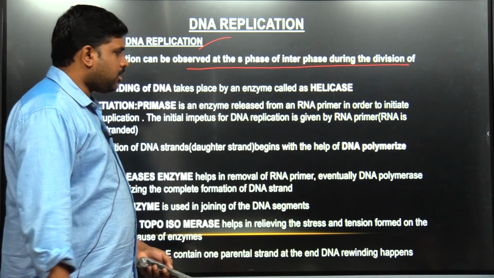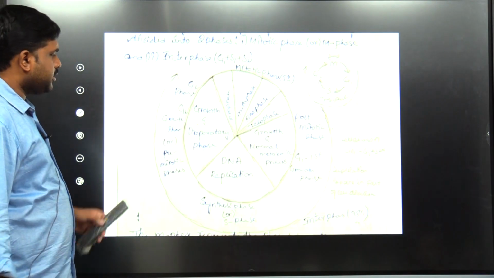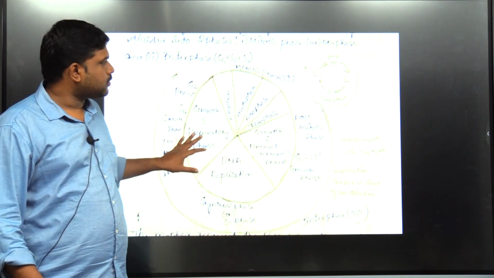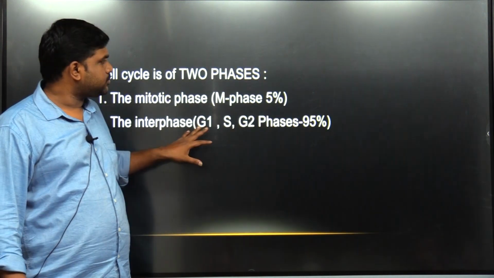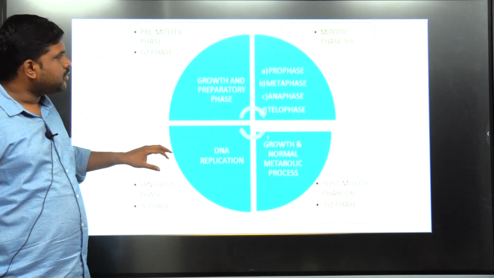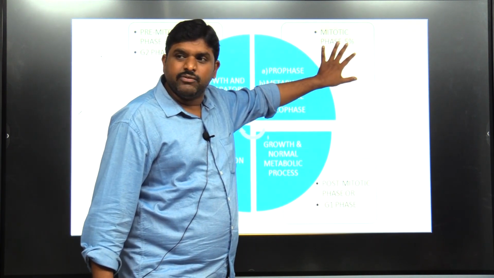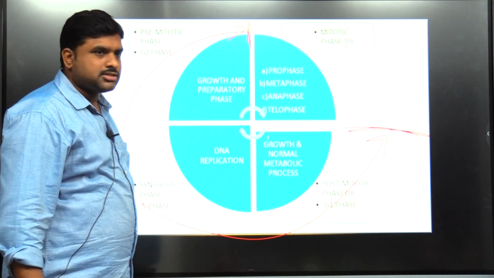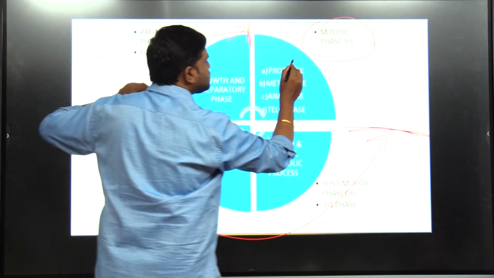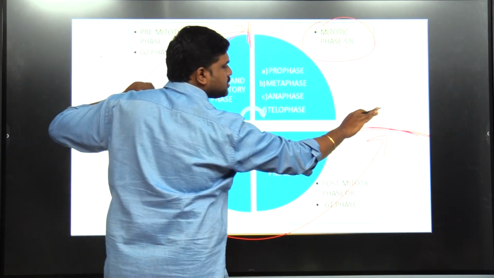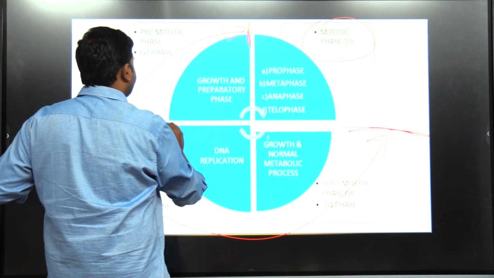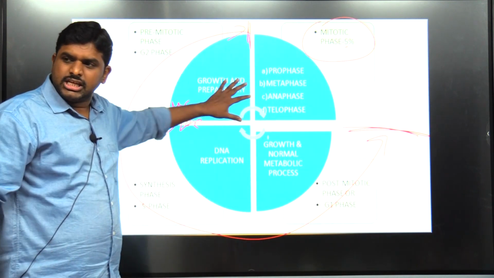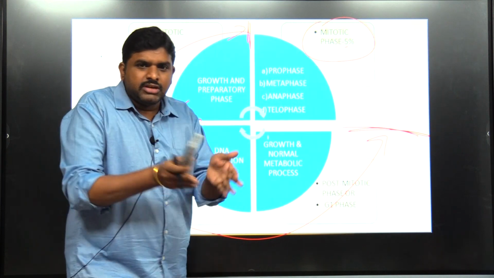I will tell you. See here, this is cell division. In this we have the M phase where the division will happen. This is the mitotic phase. Before the mitotic phase and after the mitotic phase, this is called interphase. In this, what happens?